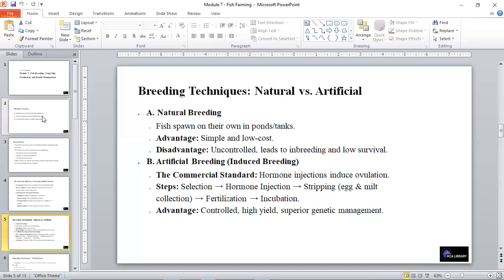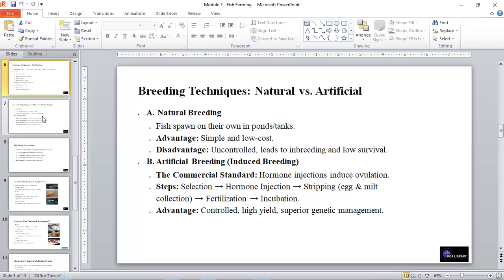So the advantage is that it is well controlled and there is always a high yield and also superior genetic management. You're able to manage the genes and the type of breed that you are to rear.